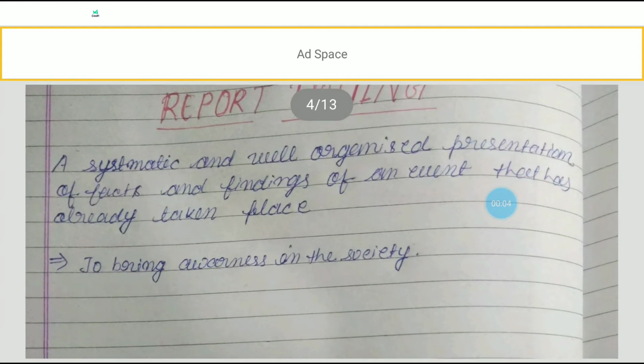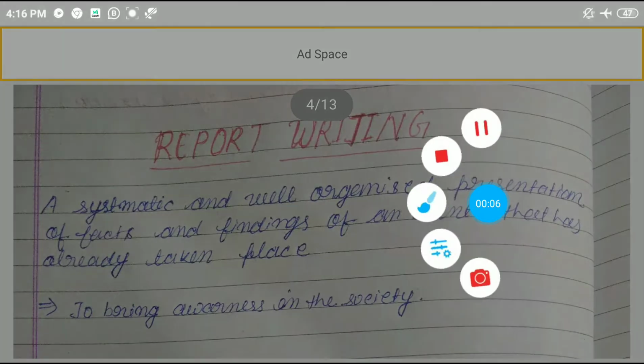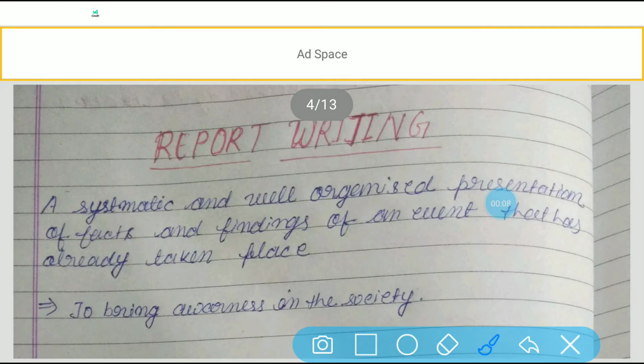Today we are going to start one new topic and the topic name is report writing. So what is the meaning of report writing? At first we will understand here. Report writing is nothing but a systematic and well organized presentation of facts and findings of an event that has already taken place.